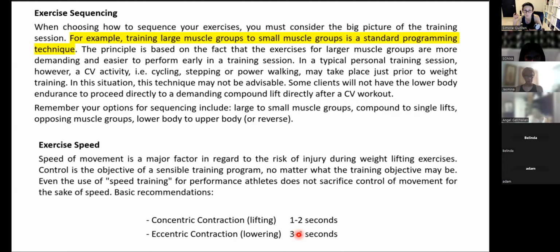So you can play around with the tempo, but usually we do concentric about 1-2 seconds, and then eccentric 3-4 seconds, or 1-2 and then 1-2. So it's not super speedy. And then the breathing again: exhale when you lift and inhale when you go down.